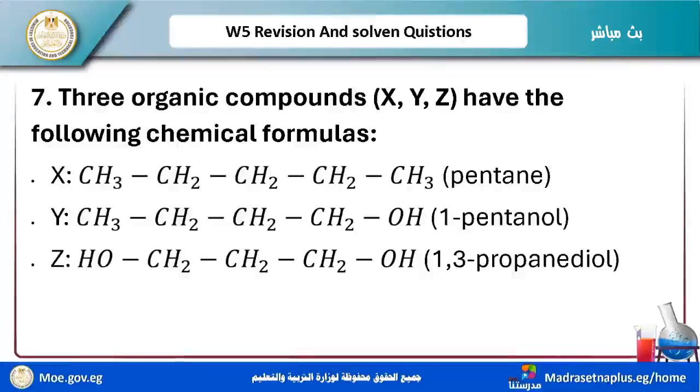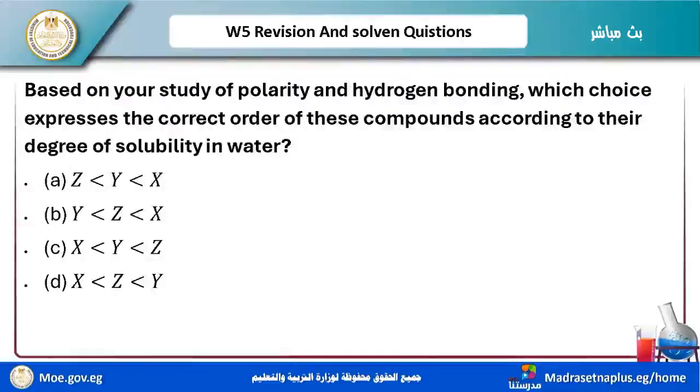Now, focus on all of these, X, Y, and Z. This is pentane, carbon with hydrogen. This is a pentanol, I have a hydroxyl group. This one has 2 OH. Now, what is the question? Based on your study of polarity and hydrogen bonding, which choice expresses the correct order of these compounds according to their degrees of solubility in water?